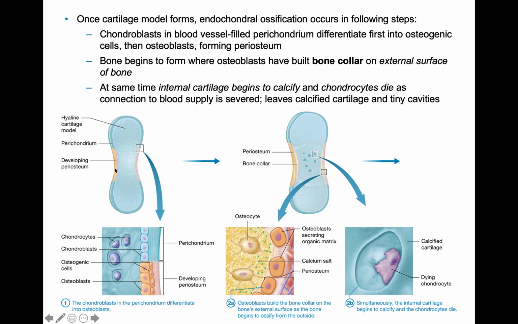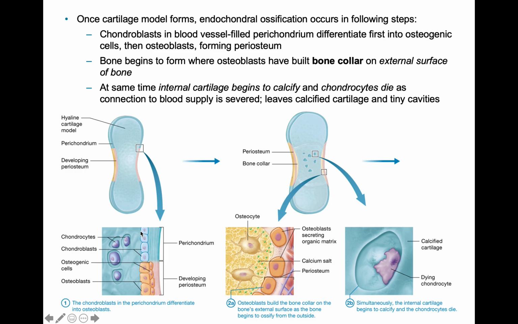Now the osteoblasts in this bone collar continue to secrete the extracellular matrix of the developing bone. This calcifies the cartilage, right? So the cartilage in here starts to calcify. The chondrocytes located in the cartilage aren't specialized to deal with calcified cartilage, and they're cut off because of this bone collar. They're cut off from the blood supply, and so they start to die, right? So that's the first major event that happens in endochondral ossification.